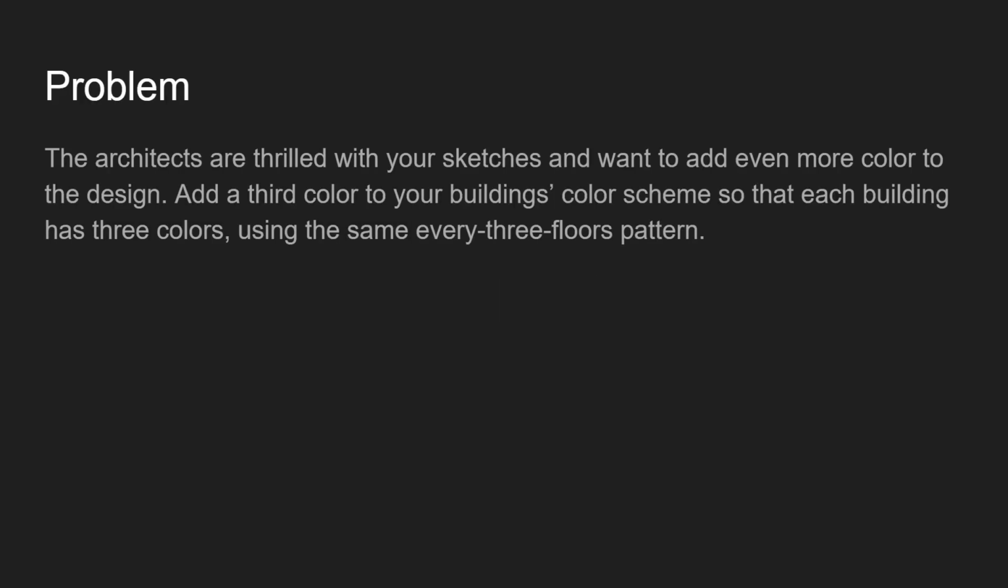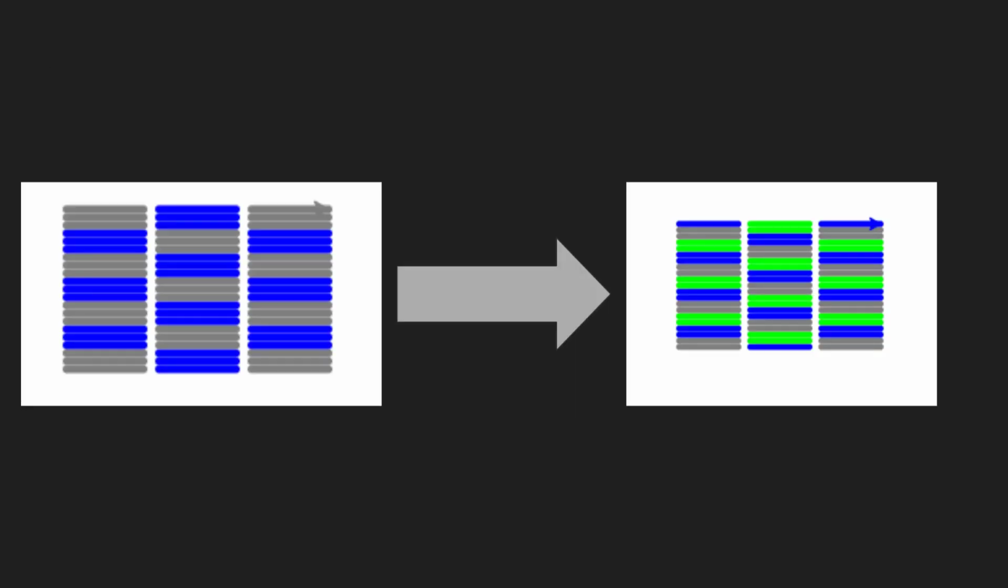Part 3. In this part, the architects are thrilled with your sketches and want to add even more color to the design. They want you to add a third color to the building's color scheme so that each building has 3 colors using the same every 3 floors pattern. If you did part 2 correctly, your buildings will look like the ones on the left. We now want them to look like the ones on the right.